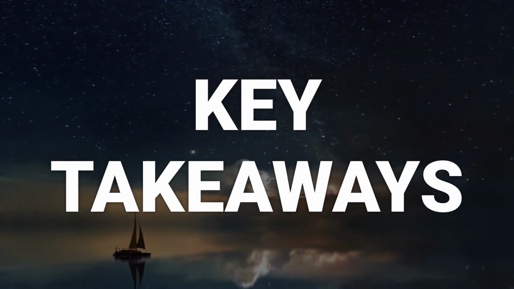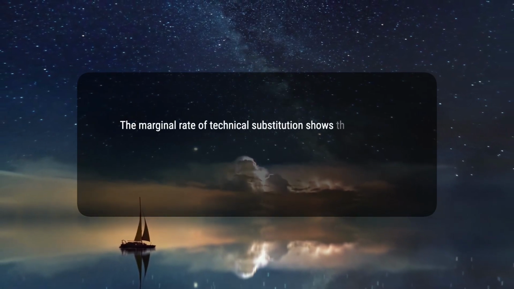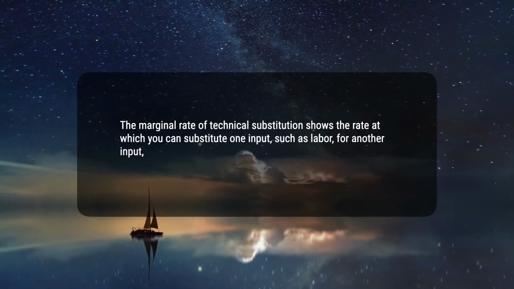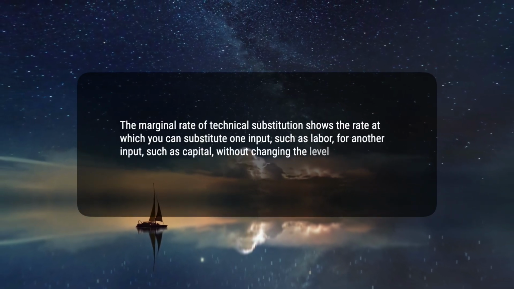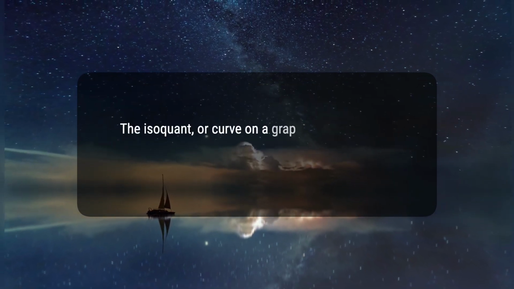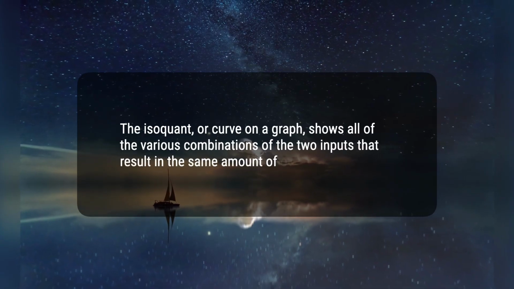Here are 2 key takeaways. 1. The marginal rate of technical substitution shows the rate at which you can substitute one input, such as labor, for another input, such as capital, without changing the level of resulting output. 2. The isoquant, or curve on a graph, shows all of the various combinations of the 2 inputs that result in the same amount of output.